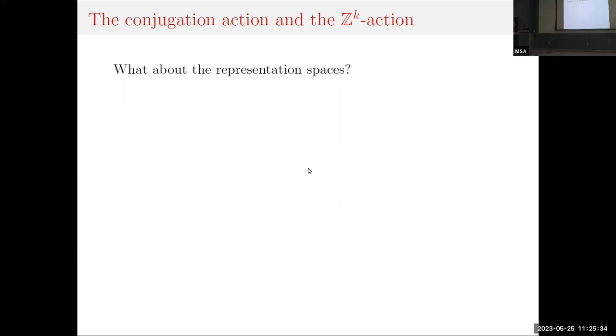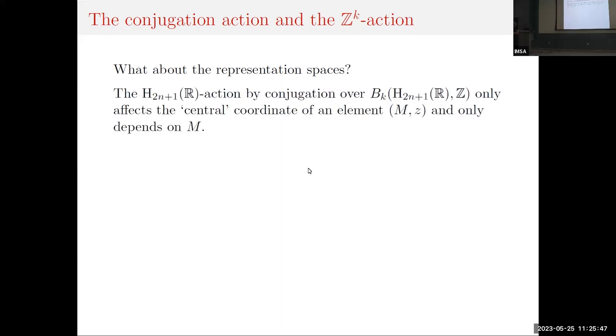Now the part that we don't understand very well is the representation. So there are two actions going on. The first one is the action by conjugation of the whole Heisenberg group. And what you can see once you figure out what the action is, we had this presentation from the K-tuple, the matrix and the central coordinate. And this conjugation action really doesn't do anything to M, it only affects Z. As I told you before, the commutator map didn't affect the central coordinate at all, but now the conjugation action sees everything in the central coordinate. So things are now really different.